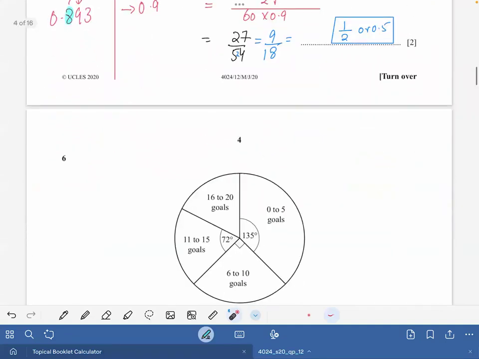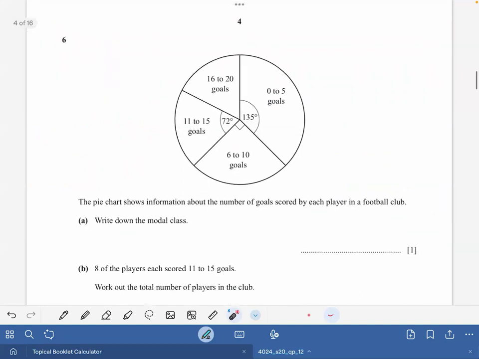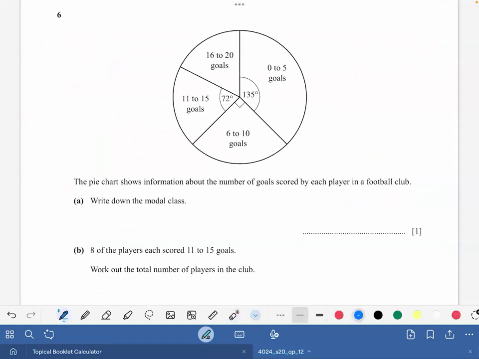Let's proceed. Question number 6 is a pie chart. We know that whenever you see a pie chart or a circle, remember that its total angle is 360 degrees. They say that the pie chart shows information about the number of goals scored by each player in a football club. Write down the modal class. Modal means most repeated.